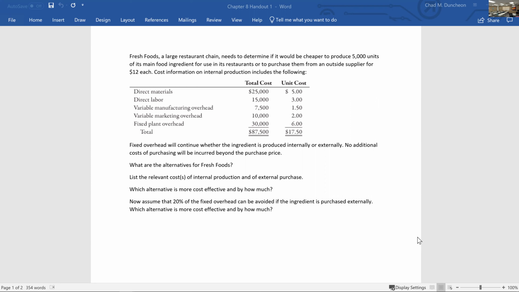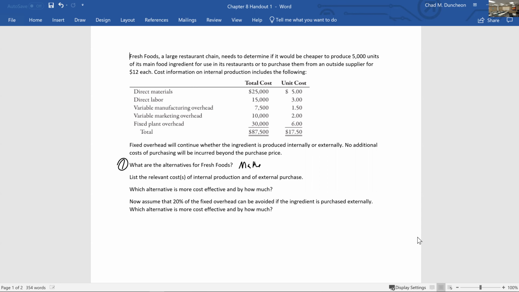So we've got Fresh Foods. They're trying to determine, do we want to produce 5,000 units of their main food ingredient, or purchase from an outside supplier? Cost information on production includes the following. So question number 1 right here: what are the alternatives for Fresh Foods?